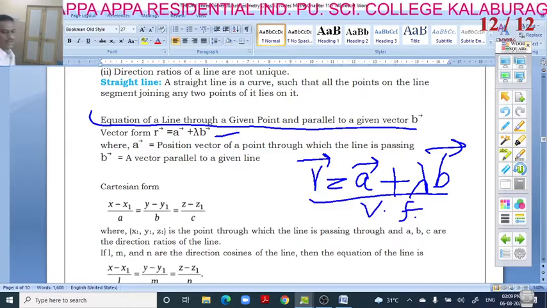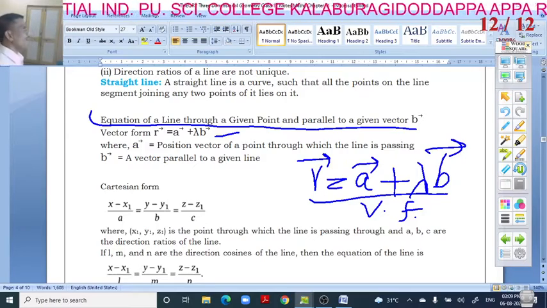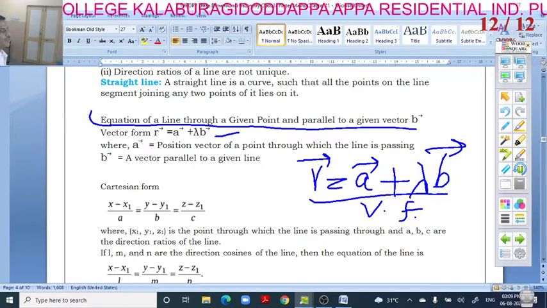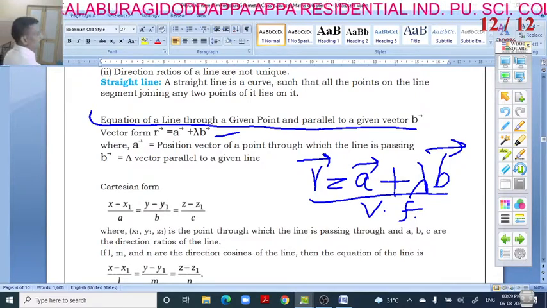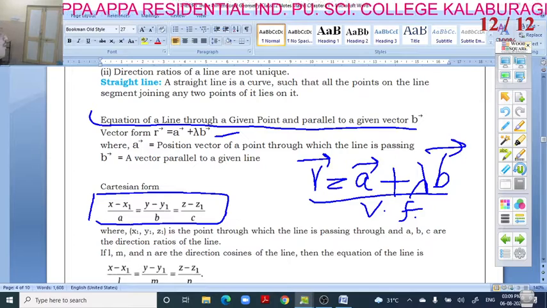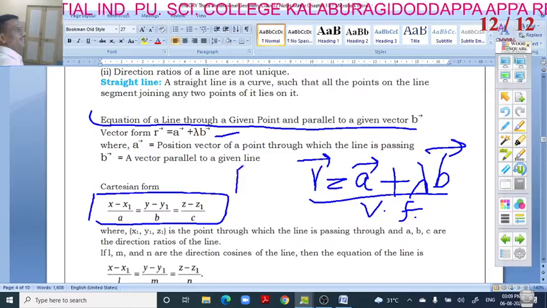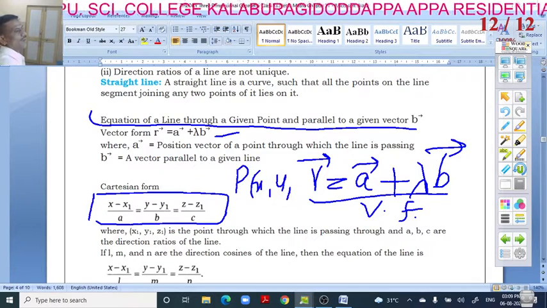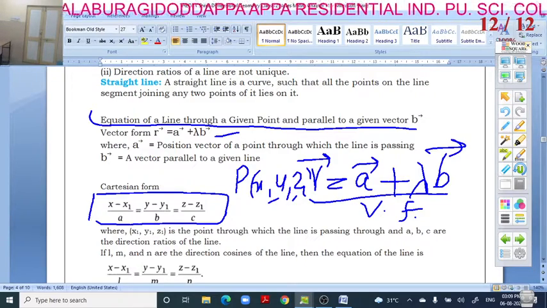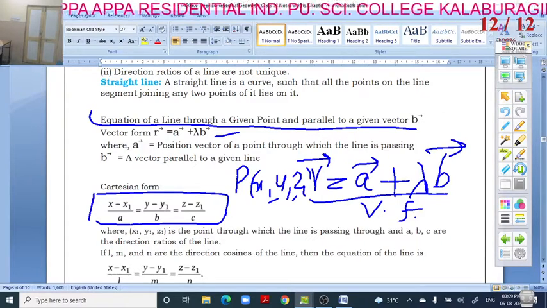Similarly, we can write the Cartesian form of the equation of a straight line passing through one point, that is, x minus x1 by a is equal to y minus y1 divided by b is equal to z minus z1 divided by c. This is the equation of a straight line in Cartesian form. The line passes through the point x1, y1, z1, and a, b, c are the direction ratios of the line.